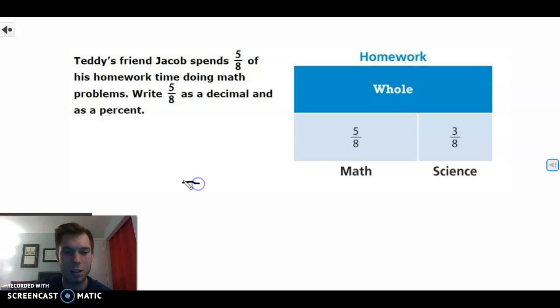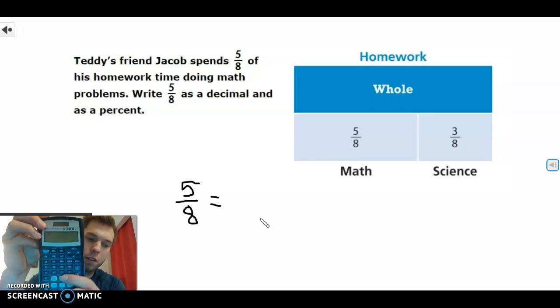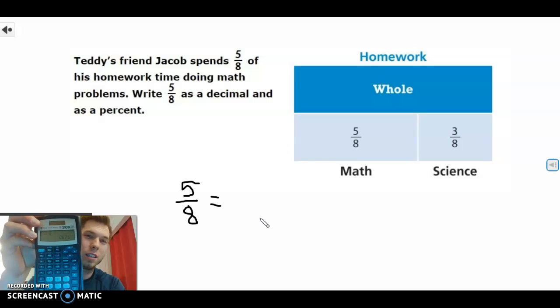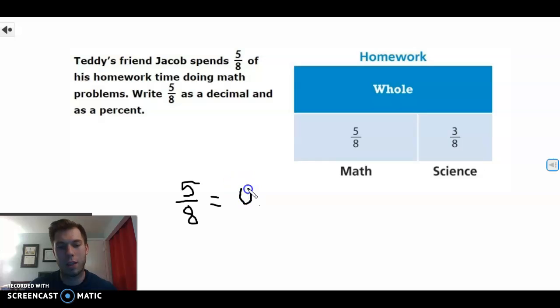Alright guys, we'll walk through this together. So 5/8, you can break out your handy dandy calculator to make this a decimal. Okay, so I'll show you. So 5/8, we're going to type in 5, and we're going to hit the division symbol, and then we're going to hit 8. So 5 over 8, and then we are going to hit enter, and you should get 0 and 625 thousandths. And that's 5/8 as a decimal.